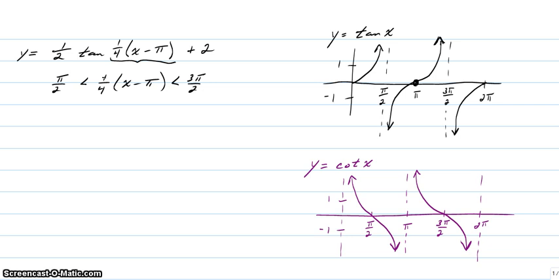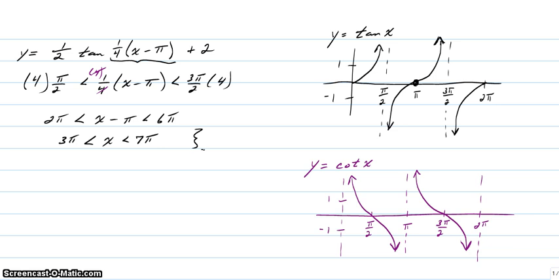My first step is going to be to multiply everything by 4. Multiply this by 4, multiply this by 4. I multiply the inside by 4. I guess I could put it up here. The 4 and the 1/4 are going to cancel out. So this gives me 2 pi is less than x minus pi is less than 6 pi. And then I'm going to add a pi to everything. So from 3 pi to 7 pi. So this is where my asymptotes go.